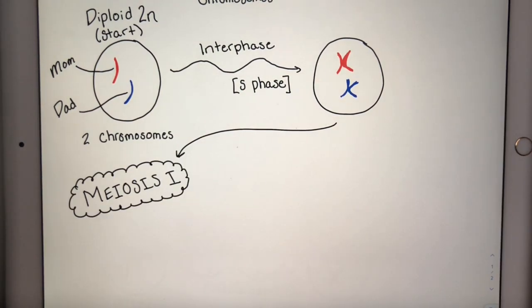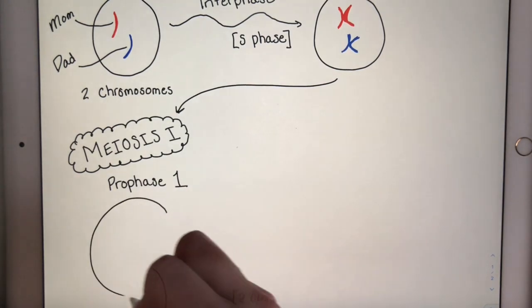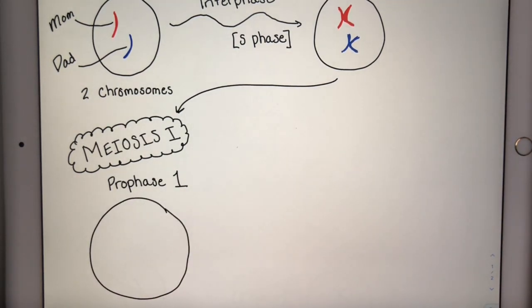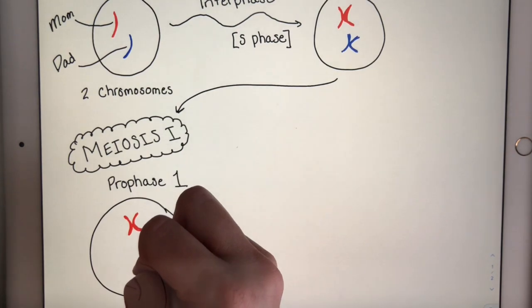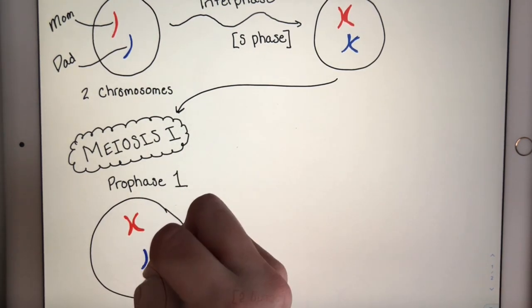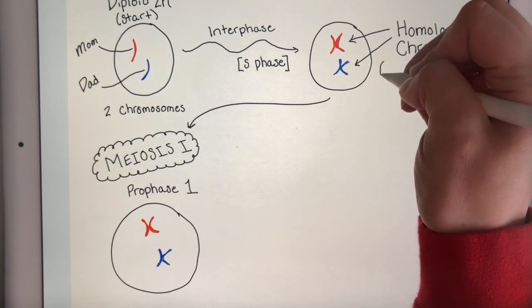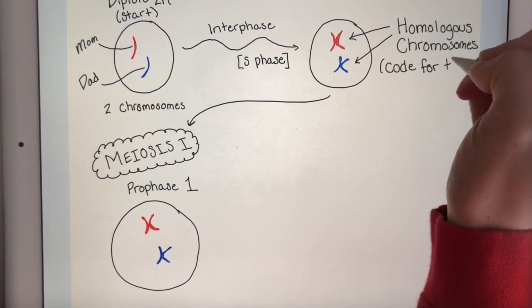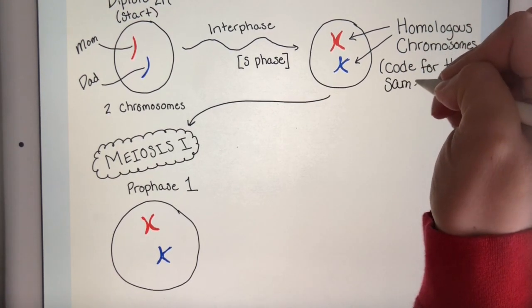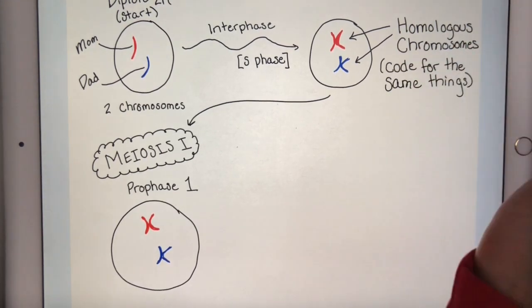So the order is going to be the same, where we have prophase first, then metaphase, then anaphase, and then telophase. So with prophase 1, I'm going to draw out the cell. I'm going to write that we have our duplicated mom chromosome and our duplicated dad chromosome. These chromosomes are homologous. What that means is that they code for the same things. That could be eye color, height, whatever is on that chromosome.